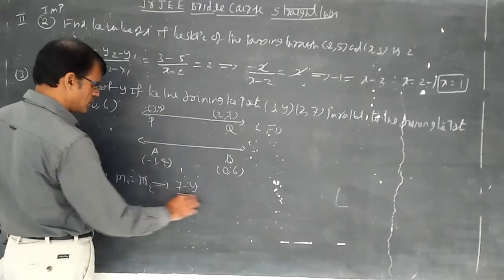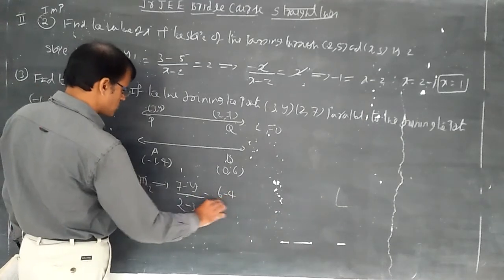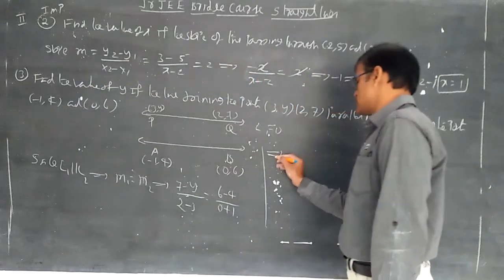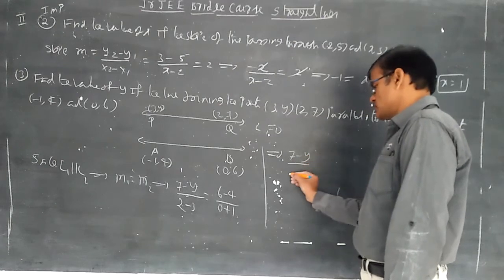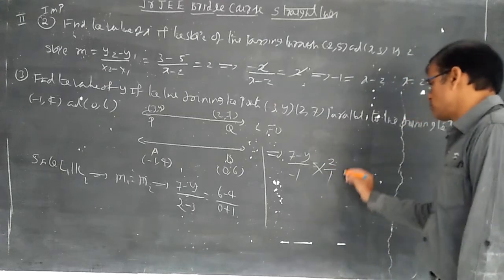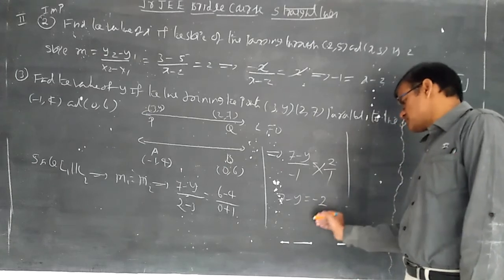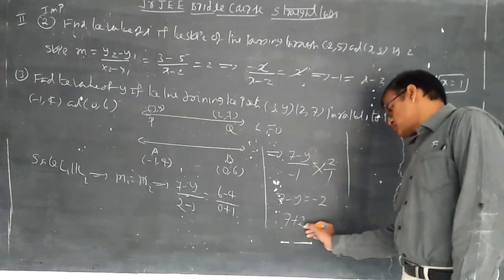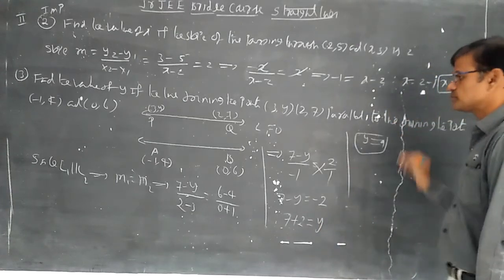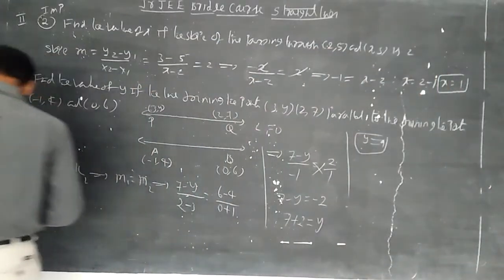So (7 minus y) by (2 minus 3) is equal to (6 minus 4) by (0 plus 1). That implies (7 minus y) by minus 1 is equal to 2 by 1. Taking cross multiplication, we get 7 minus y is equal to minus 2. So 7 plus 2 is equal to y. Therefore, y is equal to 9. This is the value when the two lines are parallel.